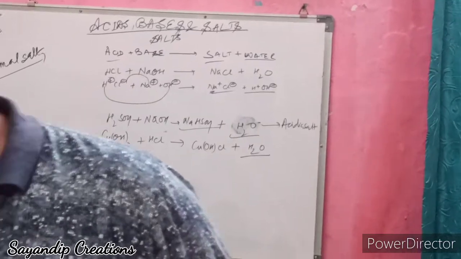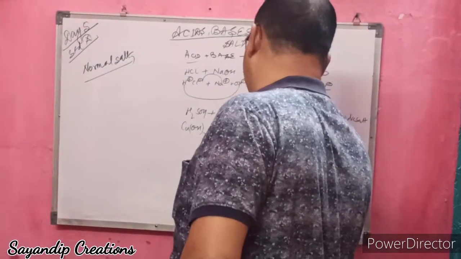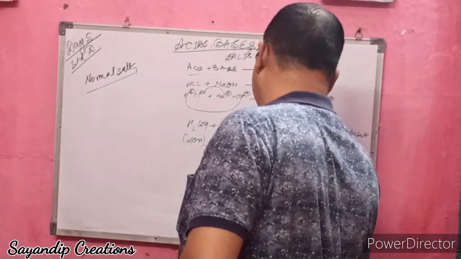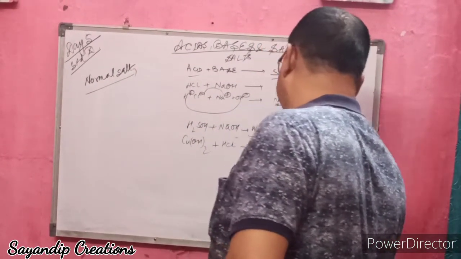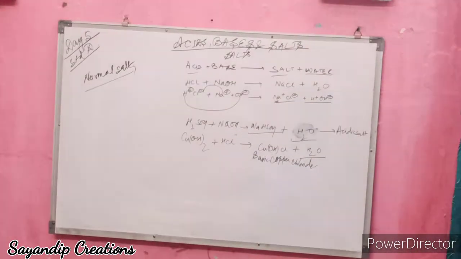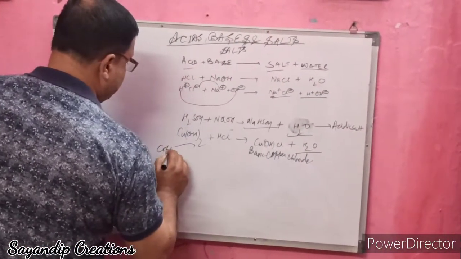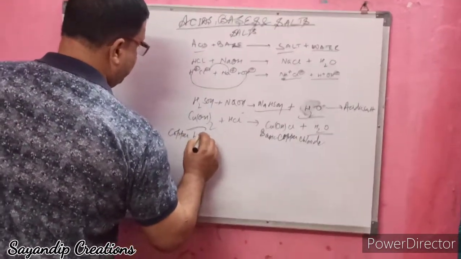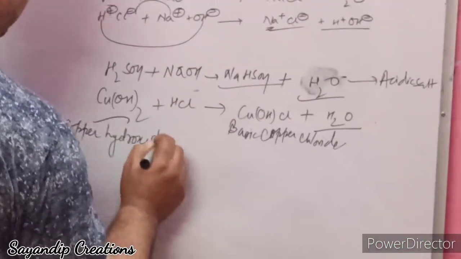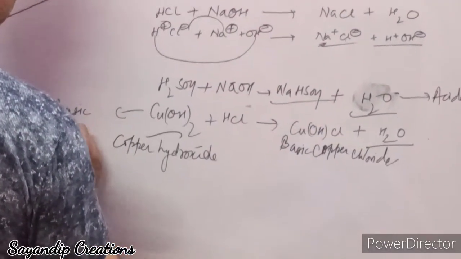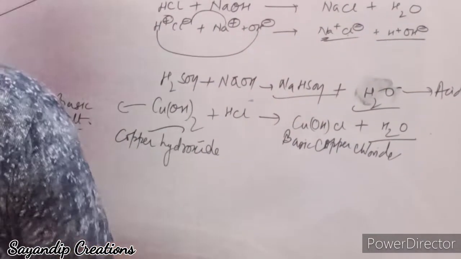This we call basic copper chloride. This is copper hydroxide. So this is the basic salt. This you term as basic salt.